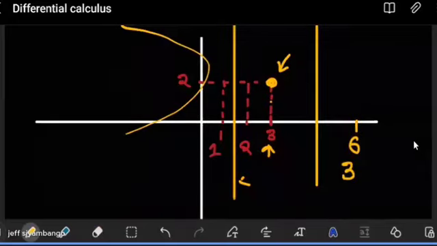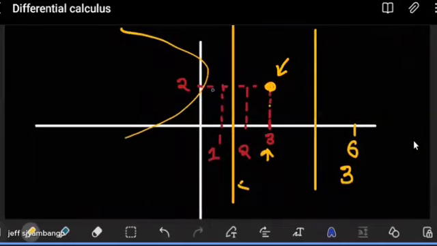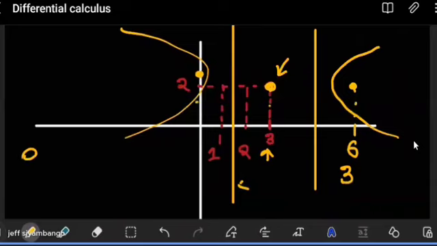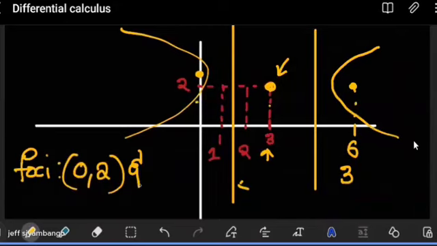So the focus, this one here, is at 6. The other one, when you subtract 3, going backwards, is going to end up being at 0. So if I was to write both of them, the foci, one is going to be at (0, 2), while the other one is going to be at (6, 2).